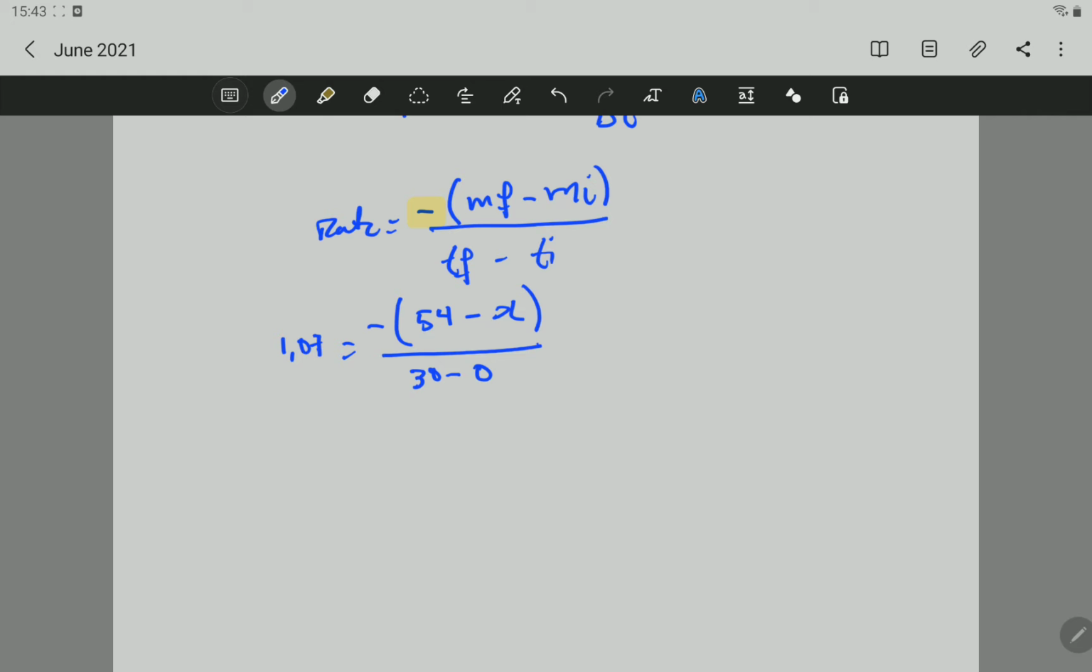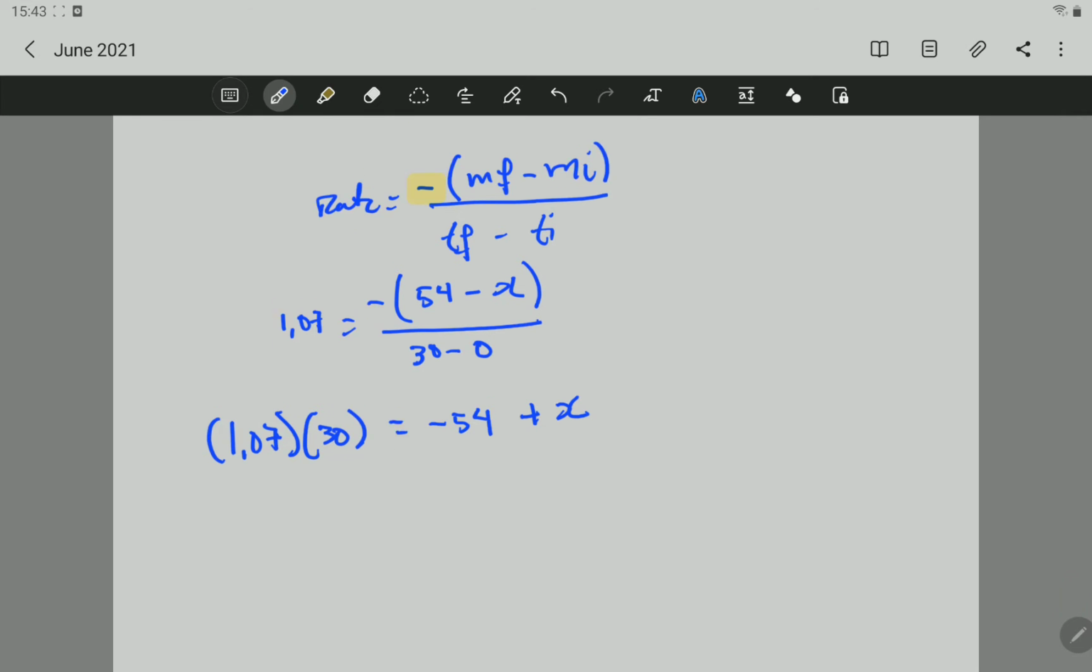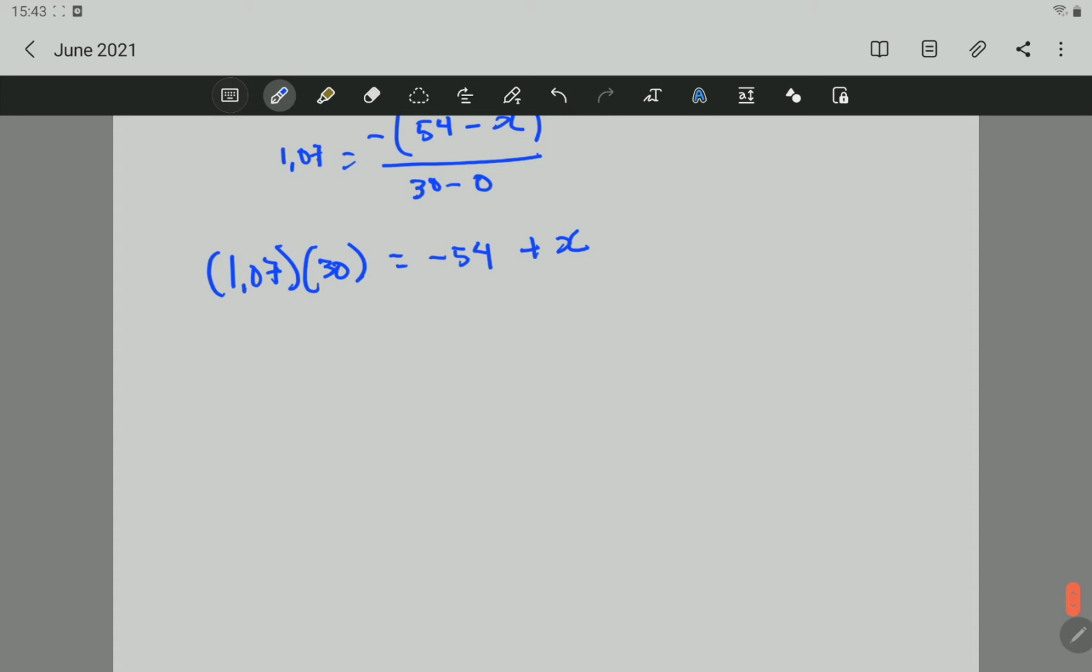So this will be the product of 1,07. Let's fix that number. 1,07 multiplied by 30 is equal to minus 54 plus X. You open the bracket right there. This is a fixed 54. Let's fix the number, 54. Okay, so now let's quickly do the calculation so you can see it.